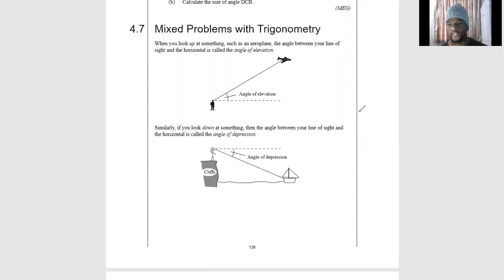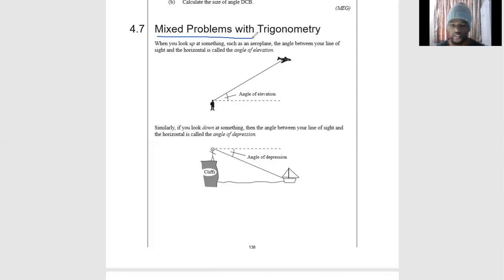So the last video will be doing the graphs. I wanted to do the graphs separately. The last lesson we do on trigonometry will be on graphs, right? So without wasting time, don't mind these mixed problems, right? This is simply angle of elevation and depression.